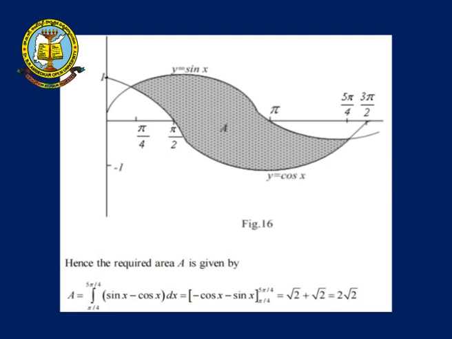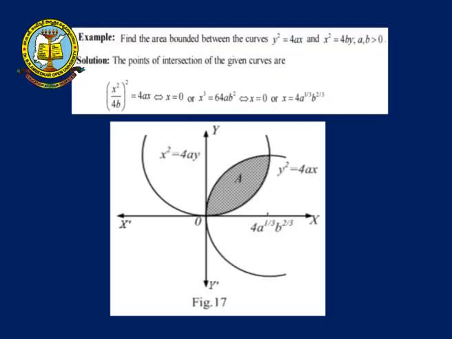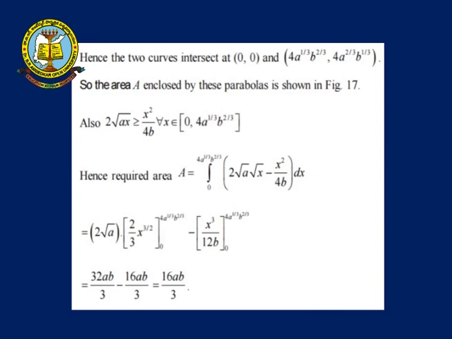So the integration of sin x is minus cos x, and the integration of cos x is sin x, evaluated from pi by 4 to pi by 2. On substitution it is root 2 plus root 2, which equals 2 root 2. Now here is another example, also the same, a bounded area we can see in the figure. Here, if we apply the same procedure.